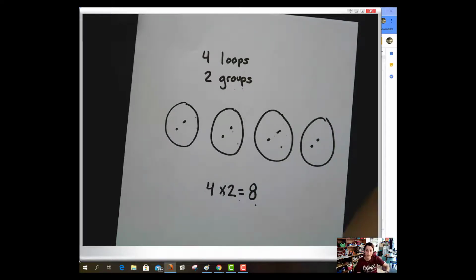And don't panic, we're going to continue to practice. We're not doing an assignment on this today. This is all just practice because we're still learning this. Okay, this time I'm going to draw the loops and groups, and I want you to write the multiplication expression.